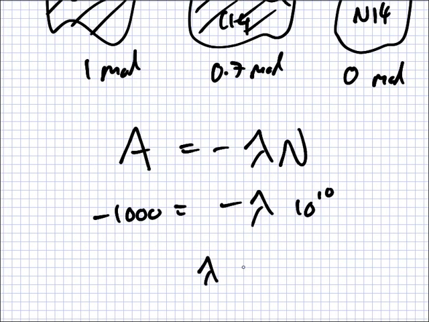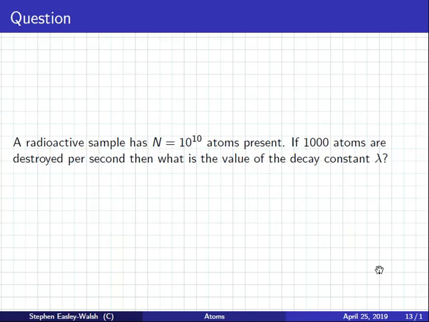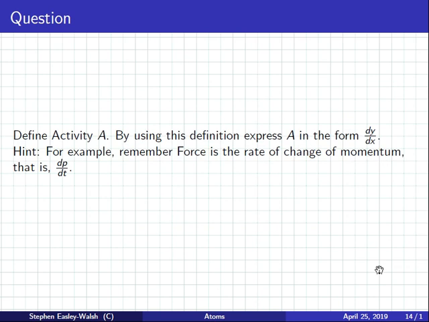So the lambda would equal 10 to the minus 7 per second. Right? Minus 7, isn't it?